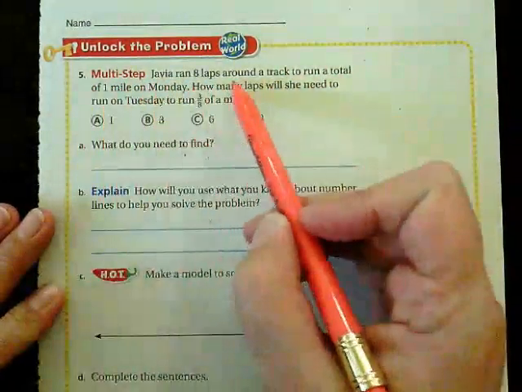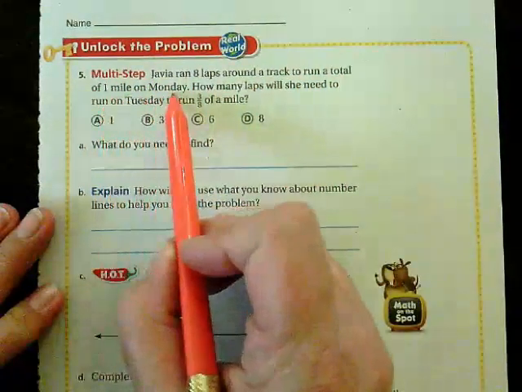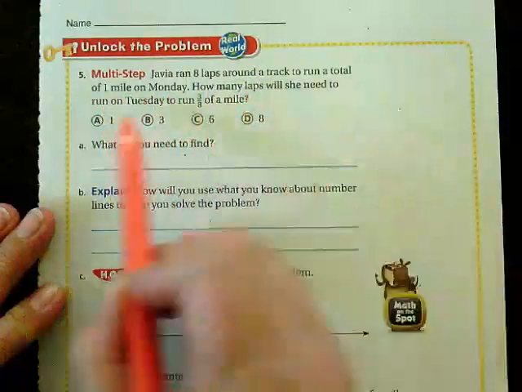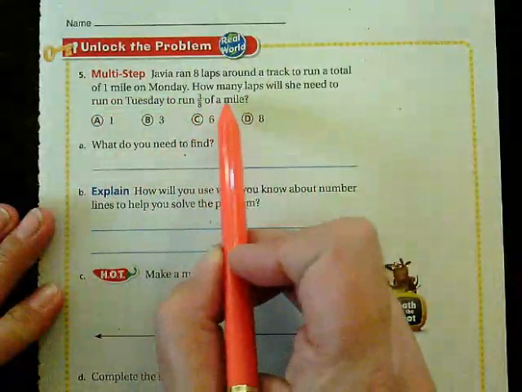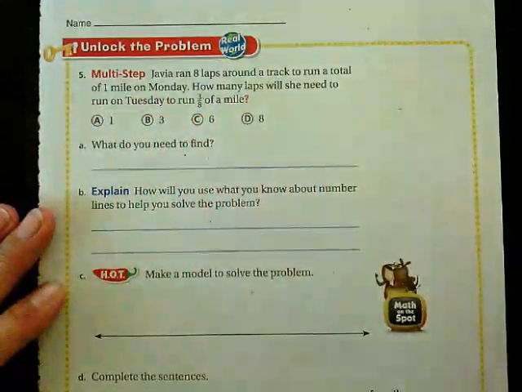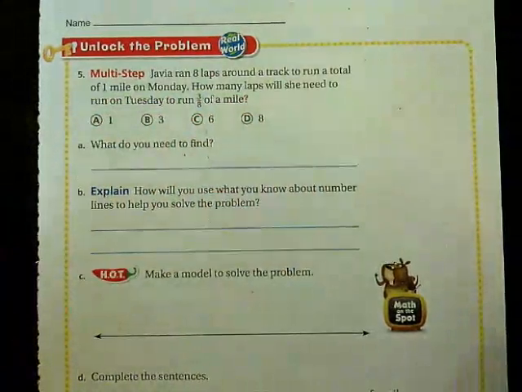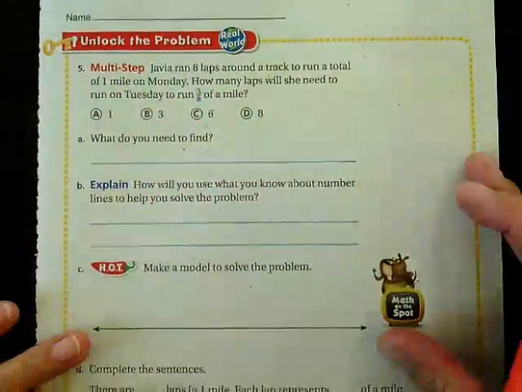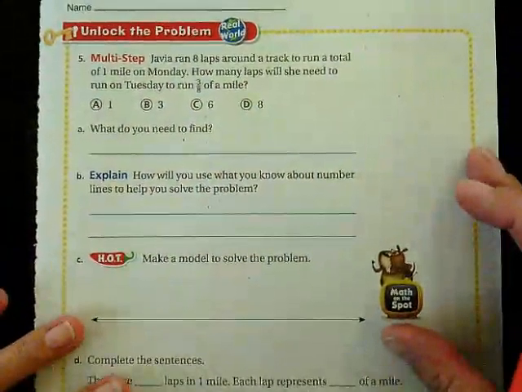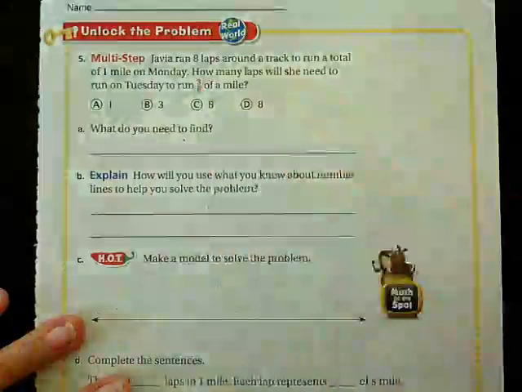Javier ran 8 laps around a track to run a total of 1 mile on Monday. How many laps will she need to run on Tuesday to run 3/8 of a mile? Okay, so we need to unlock this problem. What do we need to find? What's our first step? Well, I need to know how many laps she needs to run 3/8 of a mile.